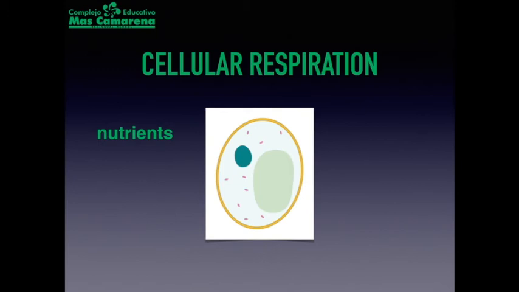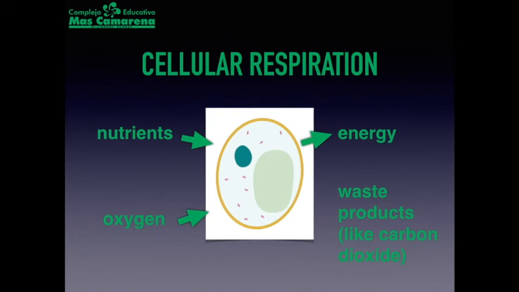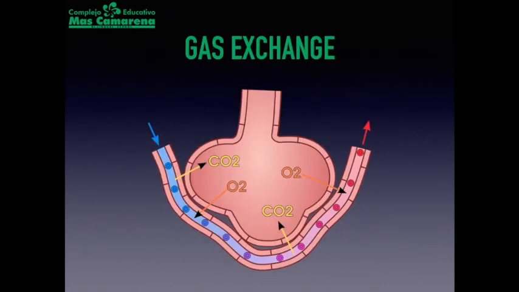Now, for cellular respiration, well, the reason we need to breathe is because our cells need certain things. Now, to start off with, they need nutrients, okay, which pass from the blood into the cells. They also need oxygen, which is why we need to breathe, because that is also needed within the cell. And the cell, once it's carried out cellular respiration, produces energy and needs to eliminate waste products like carbon dioxide.